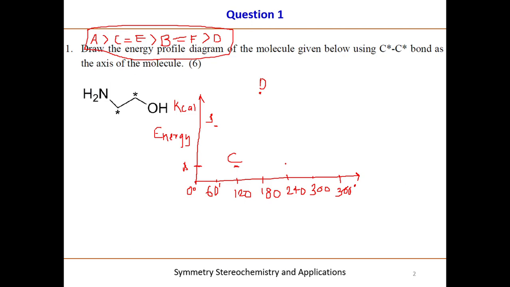Then again 60 degree from eclipse to staggered one, then we will get E. E has the same energy as C. Then again it will be rotated by 60 and we will get F. F is the eclipse form. So we will get energy here, F. And after rotating the F eclipse conformation by 60 degree, we will get the starting one, A again. So we will draw this way, energy is going this way.